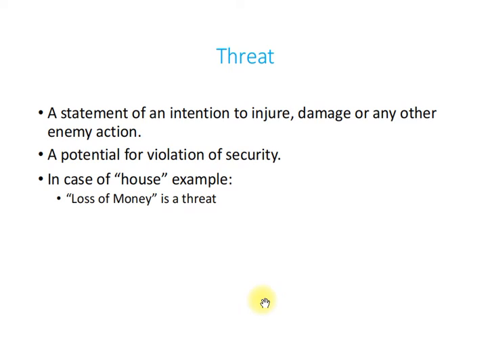A threat: a statement of intention to injure, damage, or any other enemy action. A potential for violation of security. In the case of a house, for example, loss of money is a threat. So we know what a threat is. Somebody may give you a statement of intention to harm you. That is what we call a threat. Anything that is of danger to you.